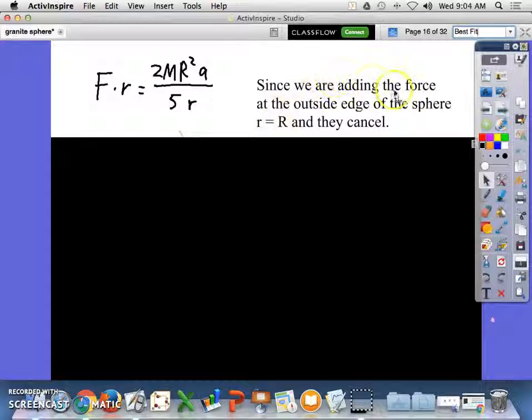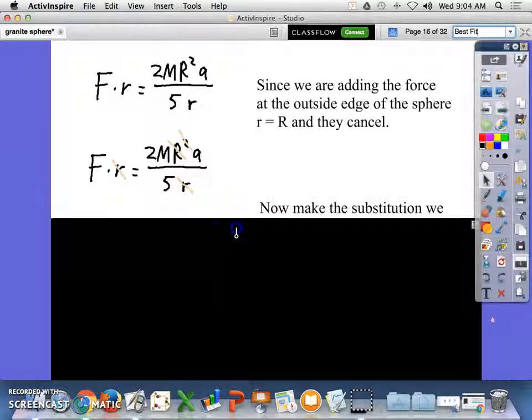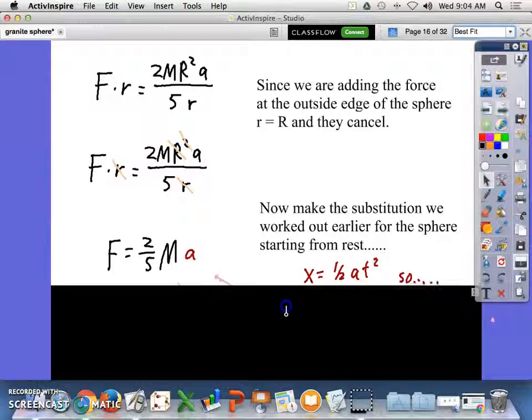Since this object is a spherical, uniform density object, we are adding this force at the outside edge of the sphere. The little r and the big R are the same r, so they do cancel, and this is often the case when you're spinning an object. This is not always the case, so you have to be careful, but it is the case this time. So this one cancels with that one, and this one cancels with that one. And we're down to F is equal to 2/5 m times a.